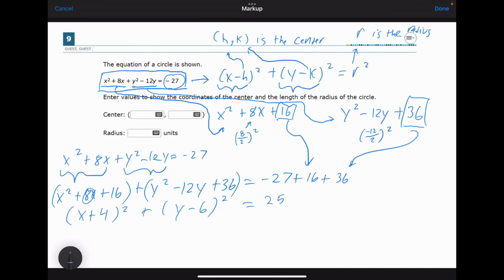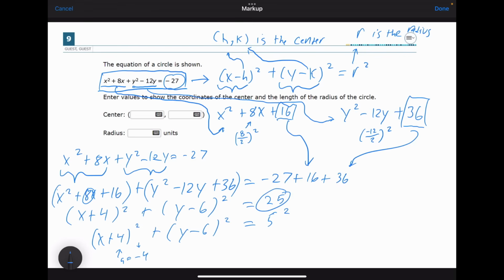Now you can see we're one step away from having this in the typical equation for a circle. So I'm going to keep everything I've done so far. And if you're paying attention, you know that 25 is equal to 5 squared. And now we're in a position to simply label things. I have h is equal to negative 4. It's critically important you notice that this is a negative.